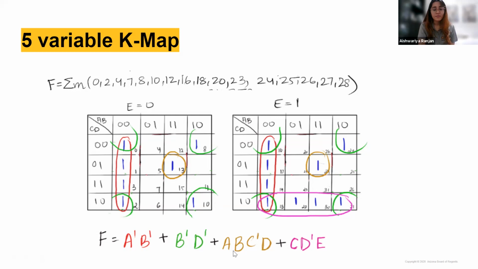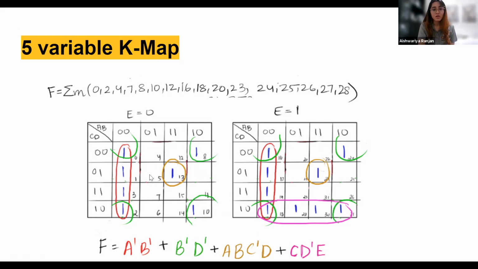And this brown group over here, it's in the column where A is 1, B is 1, A, B, and it's in the row where C is 0, so C bar, and D is 1, D. And since it's in both Kmaps, we don't care what E is. We can just express it as A, B because of the column, and then C bar, D because of the row.